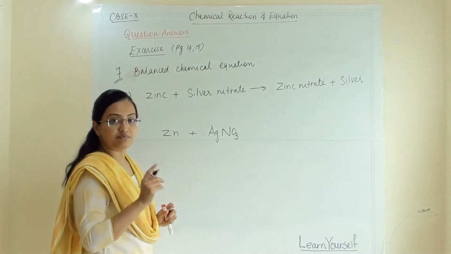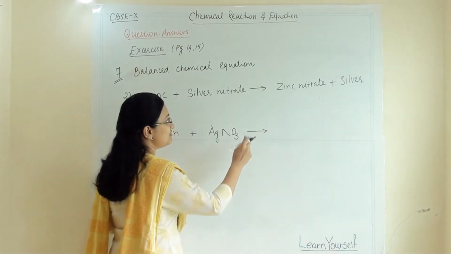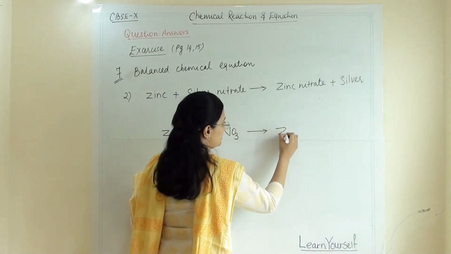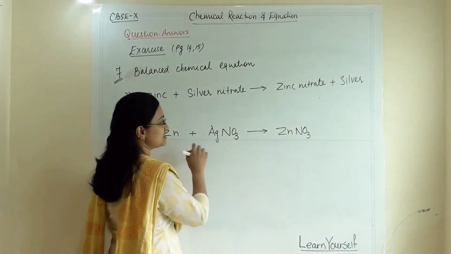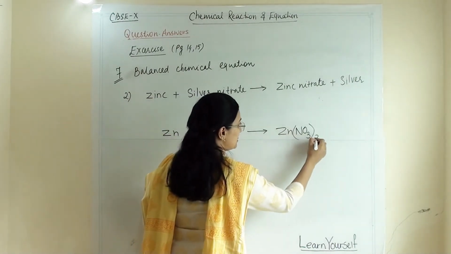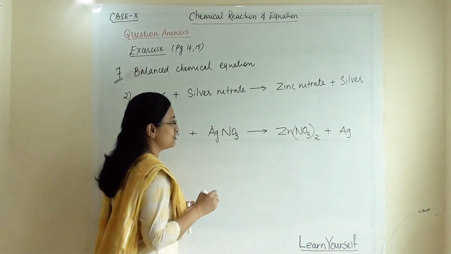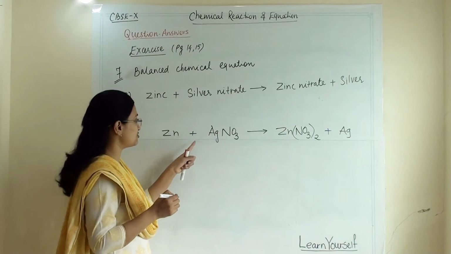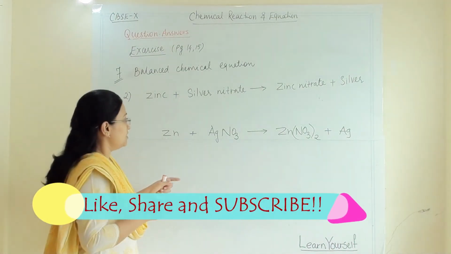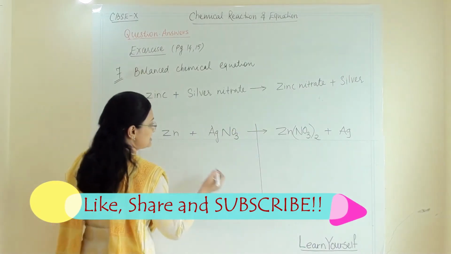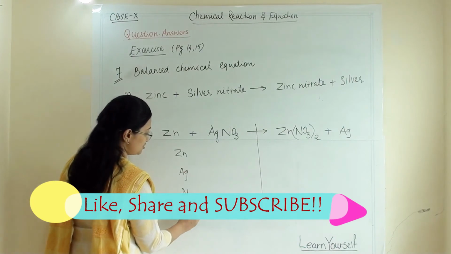Both combining capacities are 1, so the formula will be AgNO3. This will give us zinc nitrate, Zn(NO3)2. Zinc's combining capacity is 2, so NO3 will be twice, plus silver, which is Ag. If you see, this is a displacement reaction where zinc will displace Ag. So now we will balance this: zinc, silver, nitrogen and oxygen.